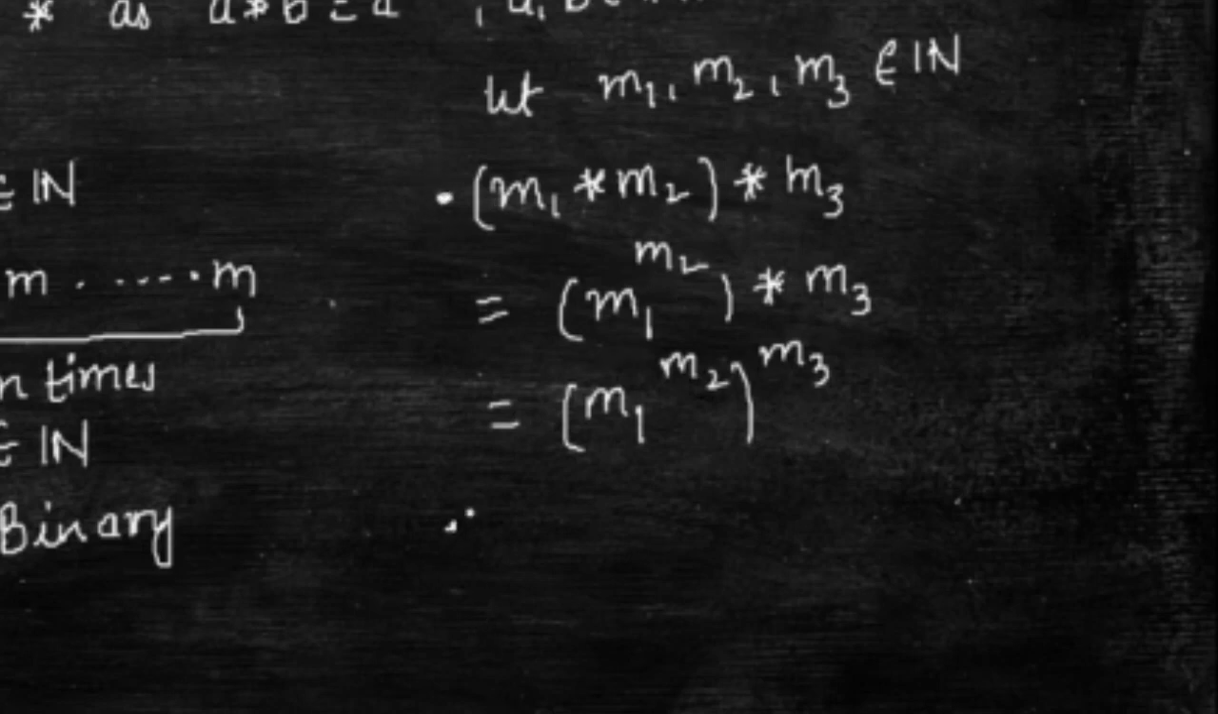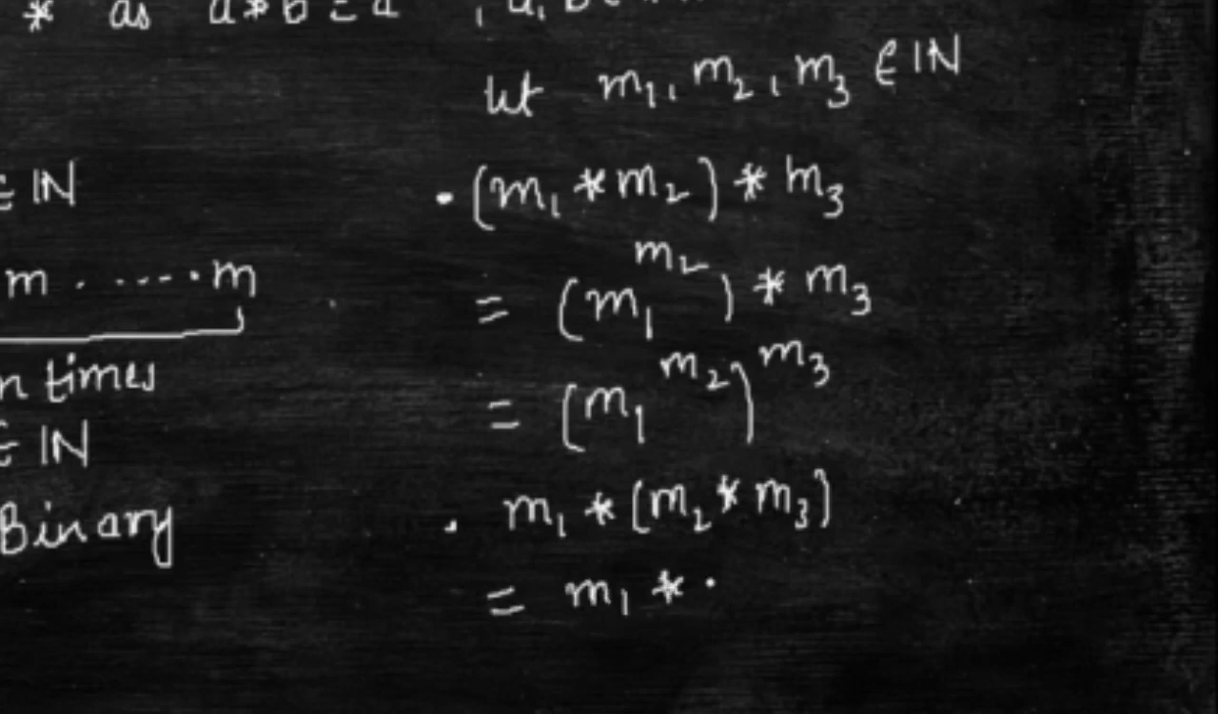Now second way, let us say m1 star m2 star m3. So this will be m1 star m2 raised to the power m3, right? And then the final result will be m1 raised to the power m2 raised to the power m3. And clearly these two are not equal.